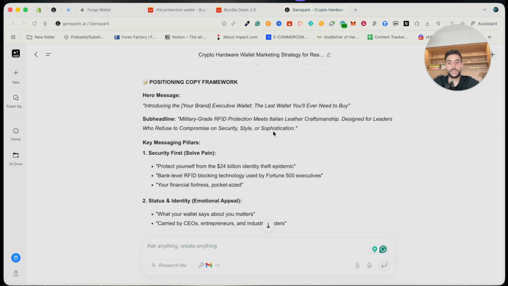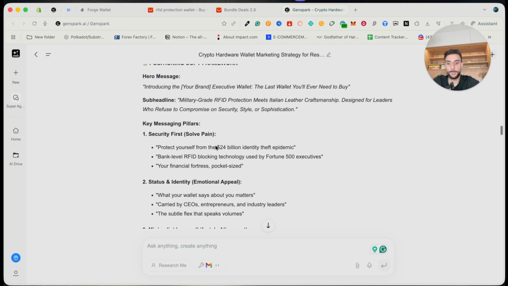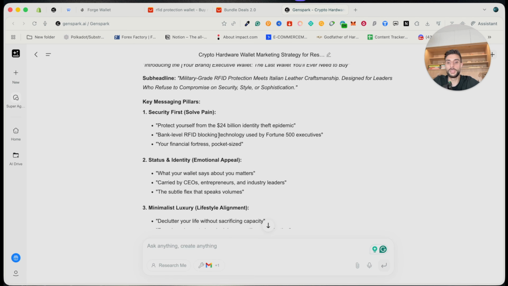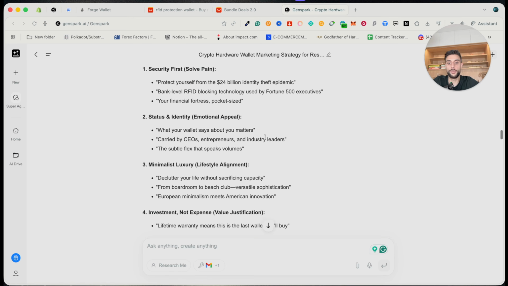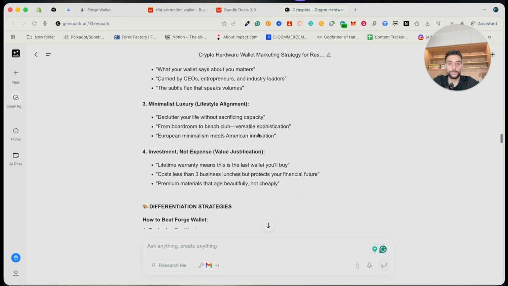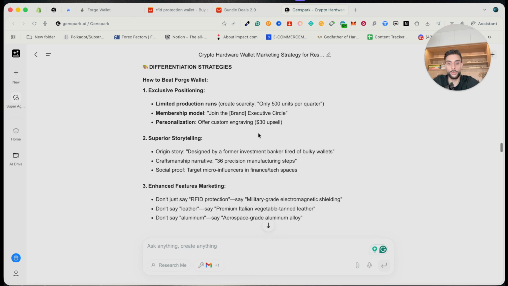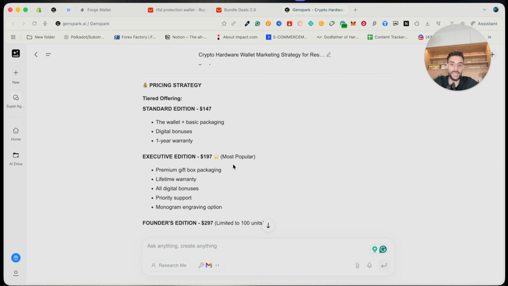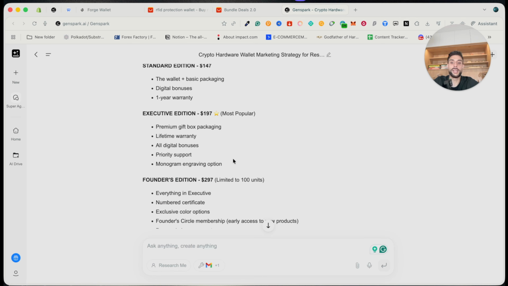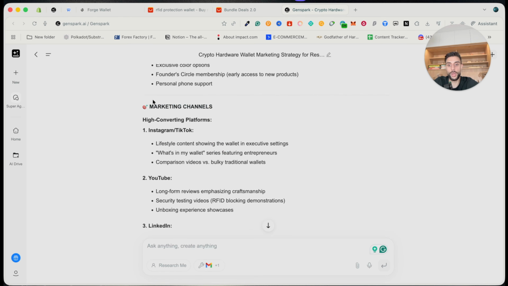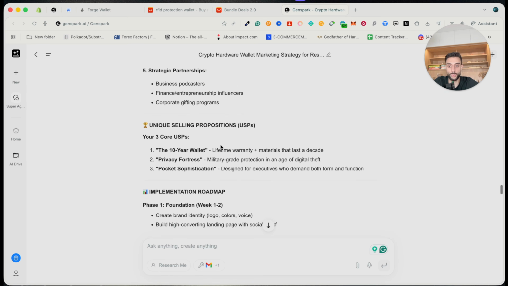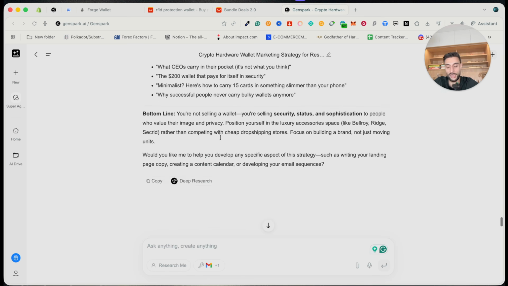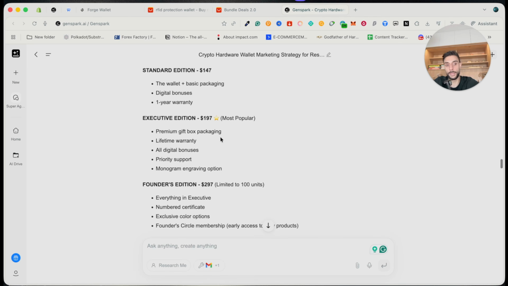And then Genspark literally breaks down the key messaging pillars, like the security solve pain: protect yourself from the 24 billion identity theft epidemic. So it goes over all the ways we can sell to CEOs, entrepreneurs, high net worth individuals. Pricing strategy: standard edition $147, executive edition $197, and the founders edition at $297. And then it goes over the ways we can do this through our marketing channels as well. Again, Genspark drops some insane value that we can use and build on top of.